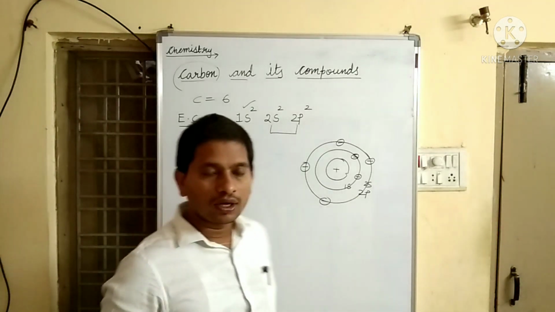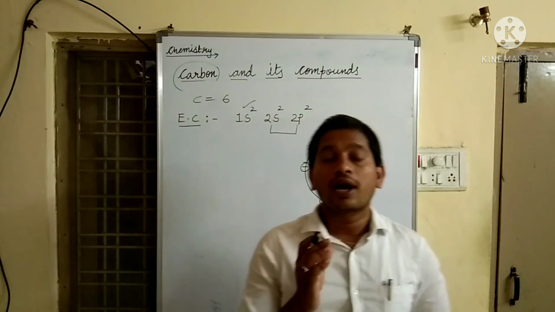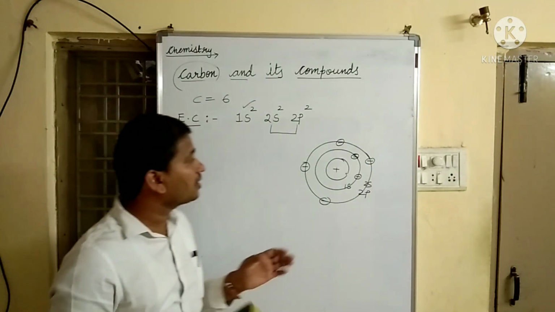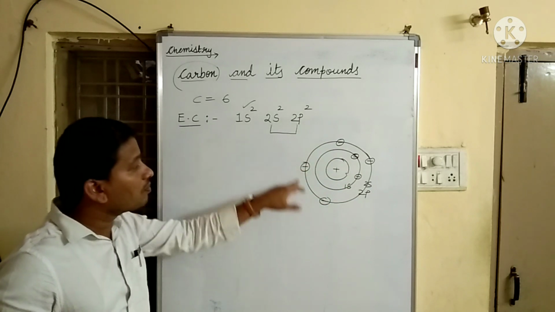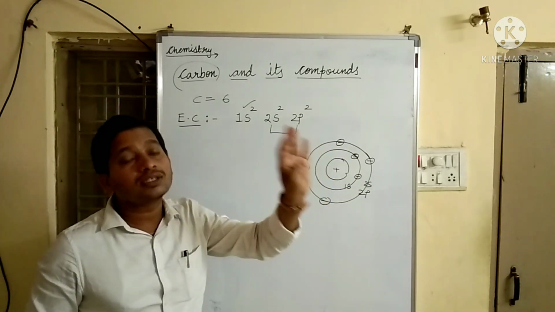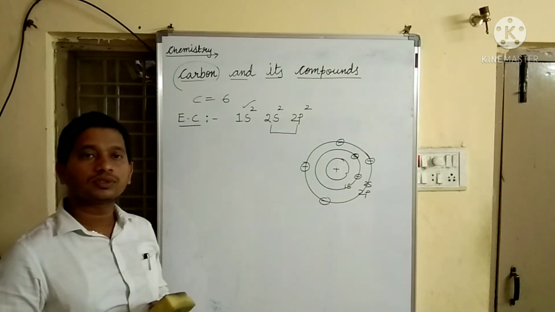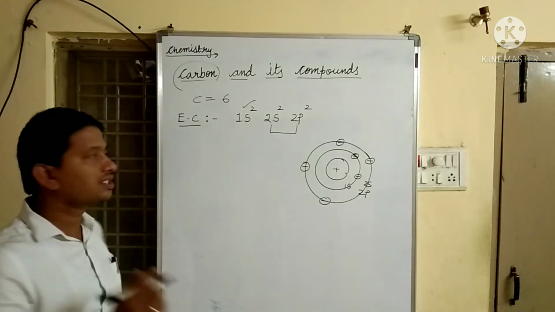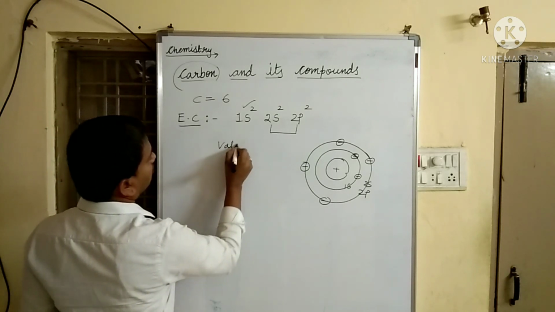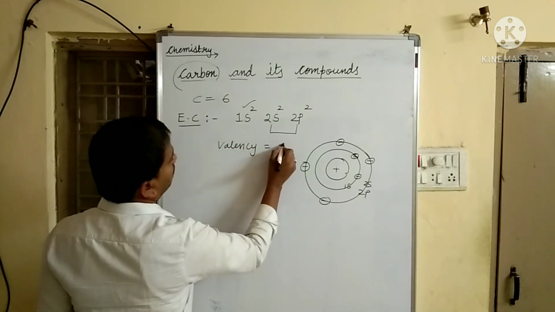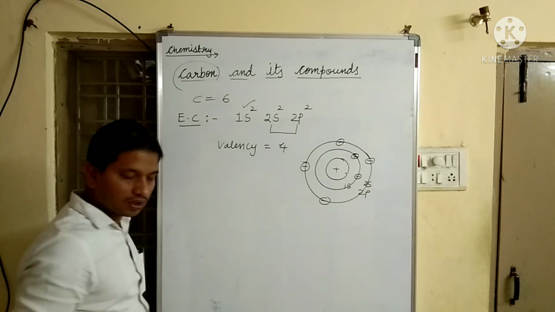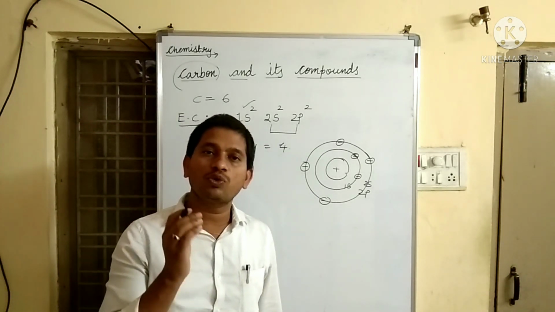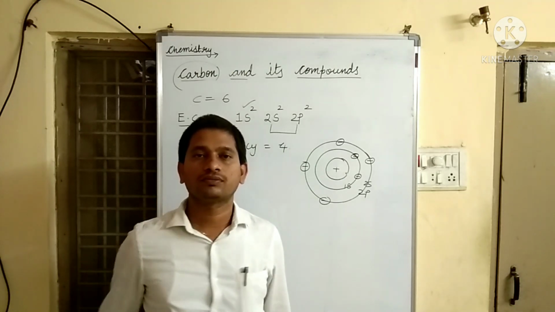Now, carbon, in the valence shell, what is the valency of carbon? I mean in the outermost shell we have 4 electrons, so its valency is 4. Its valency is how much? Valency equal to 4. As we know, almost all elements try to get octet configuration.